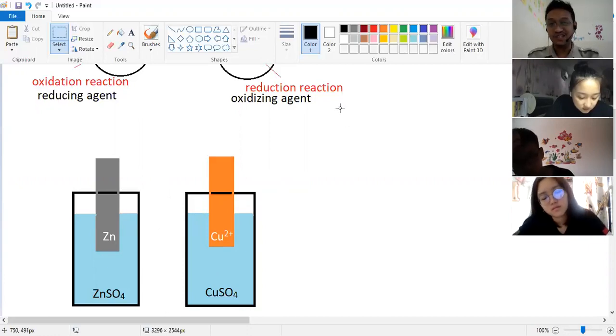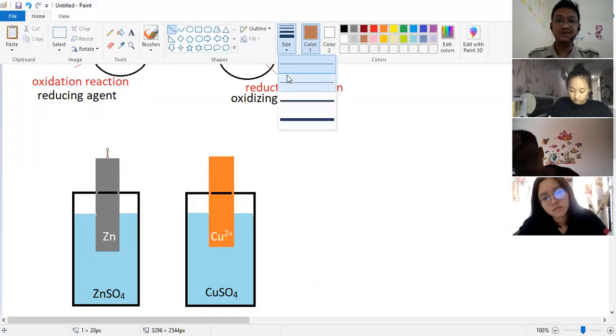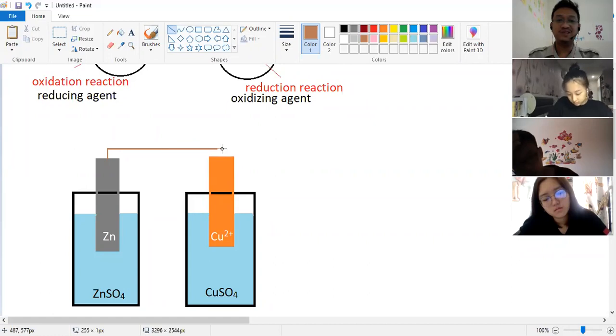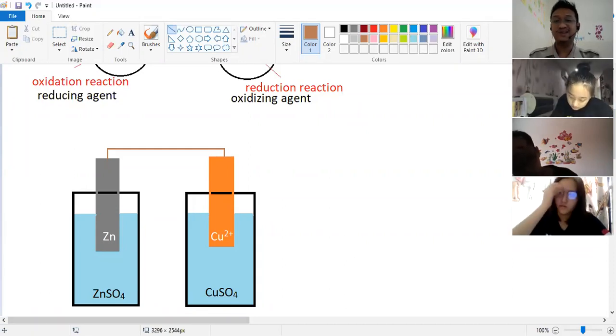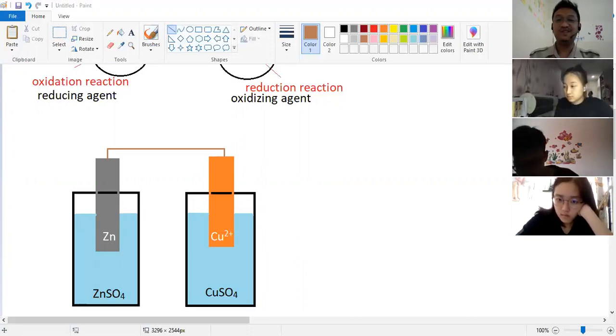But things will change if the zinc plate will be connected to the copper plate. In this case, the two metal plates will have contact with each other. Things will change. And what do you expect to happen? Please type in our line group. What do you think will happen if the two of them will be connected by a conductor, for instance? Alfred says nothing.